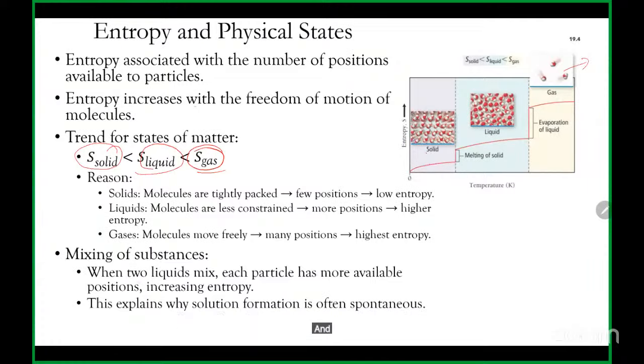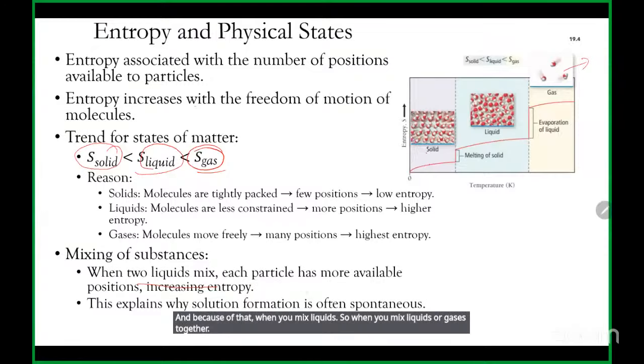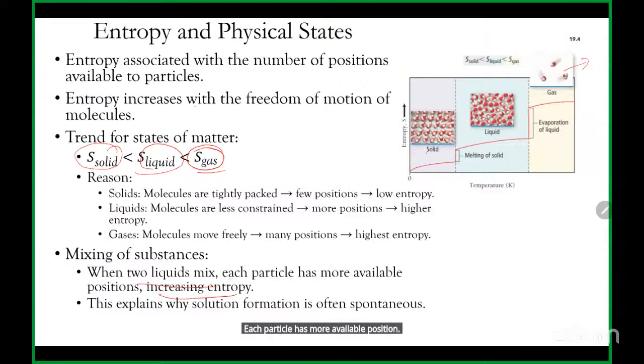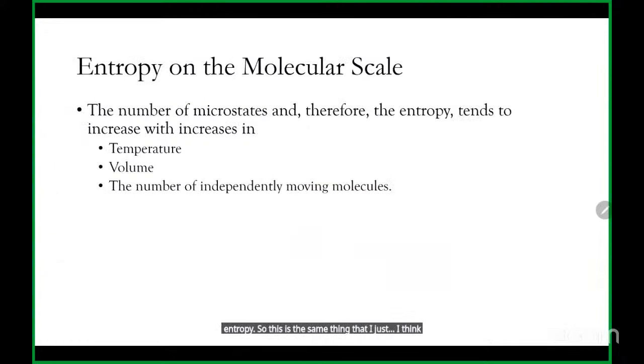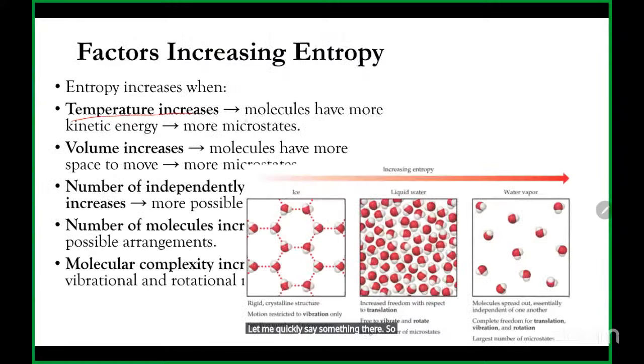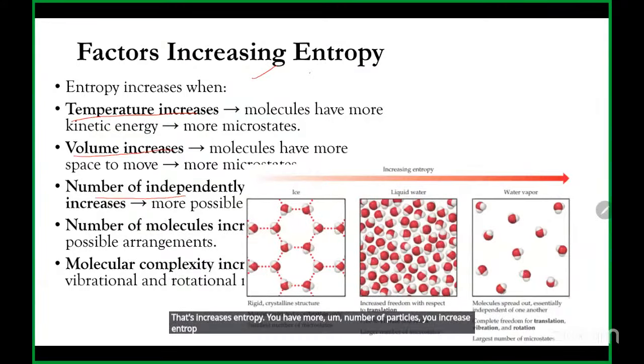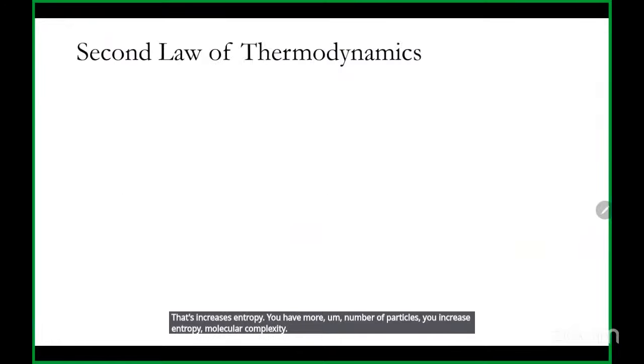And because of that, when you mix liquids or gases together, each particle has more available positions, thereby increasing entropy. This is the same thing that I just explained. That slide is not supposed to be there. But let me quickly say something. Temperature increases entropy. More volume increases entropy. More particles increase entropy. Molecular complexity also increases entropy.